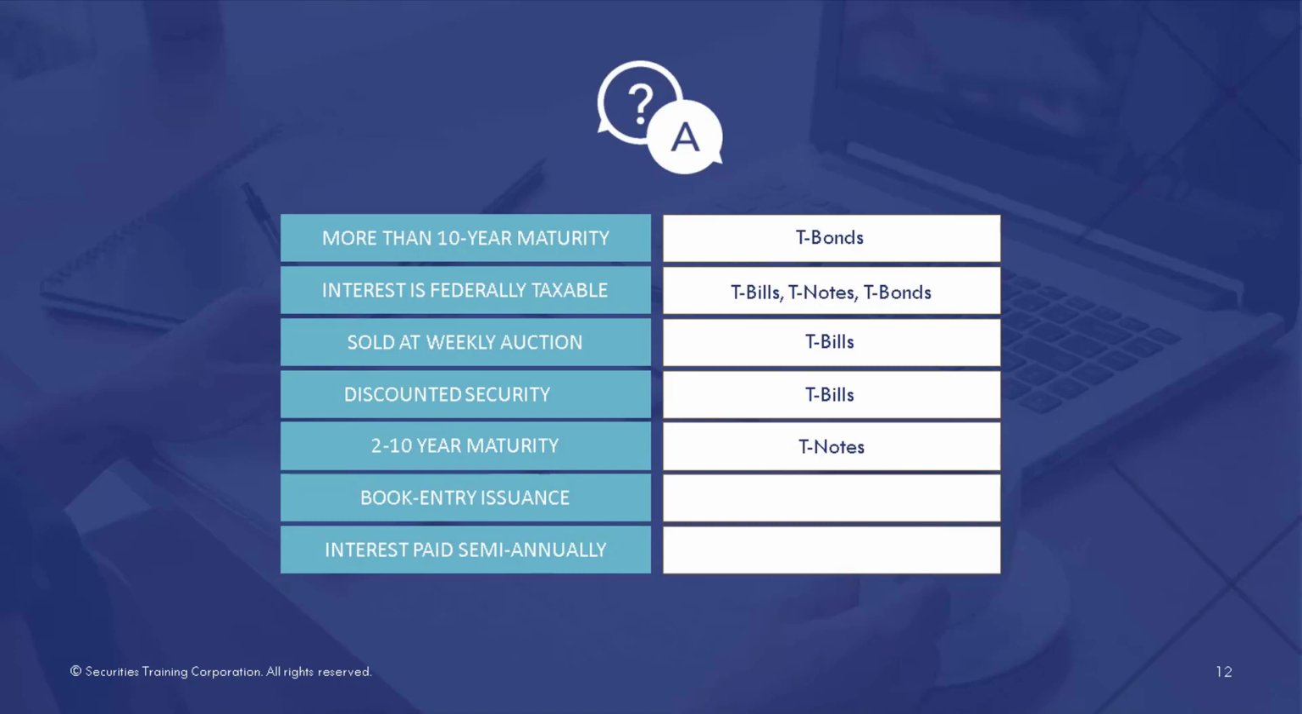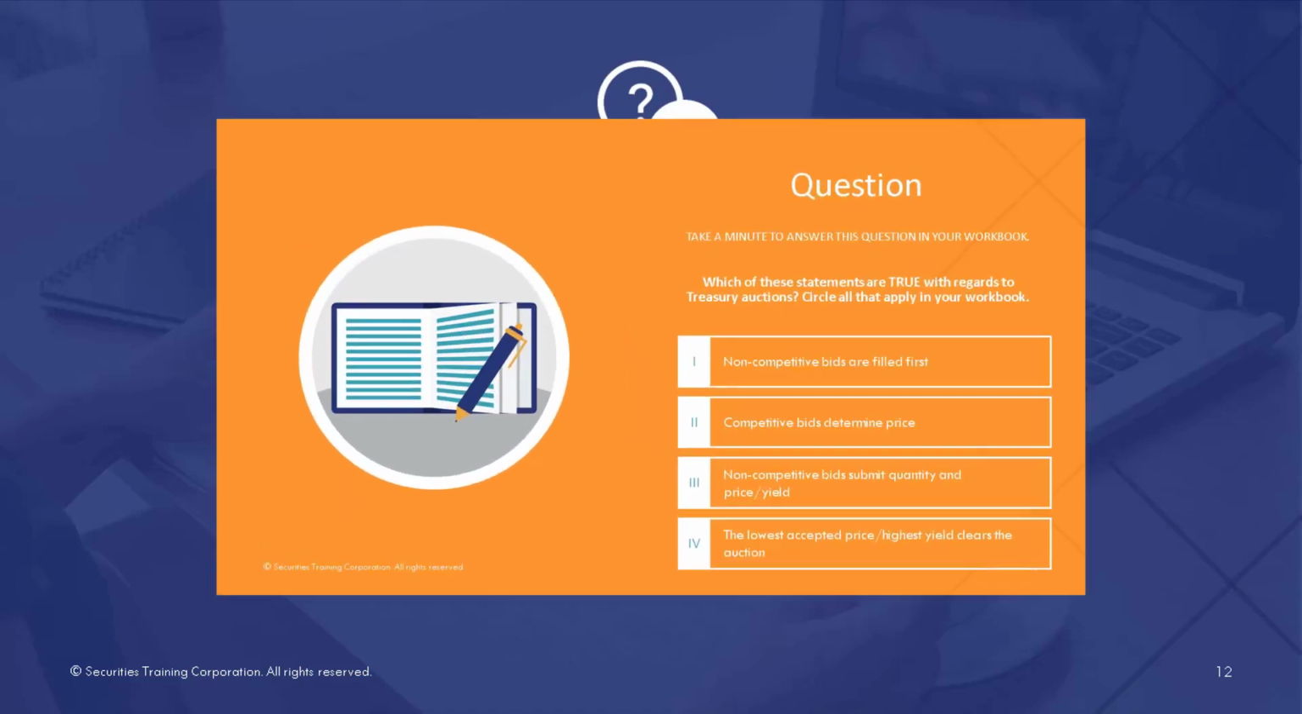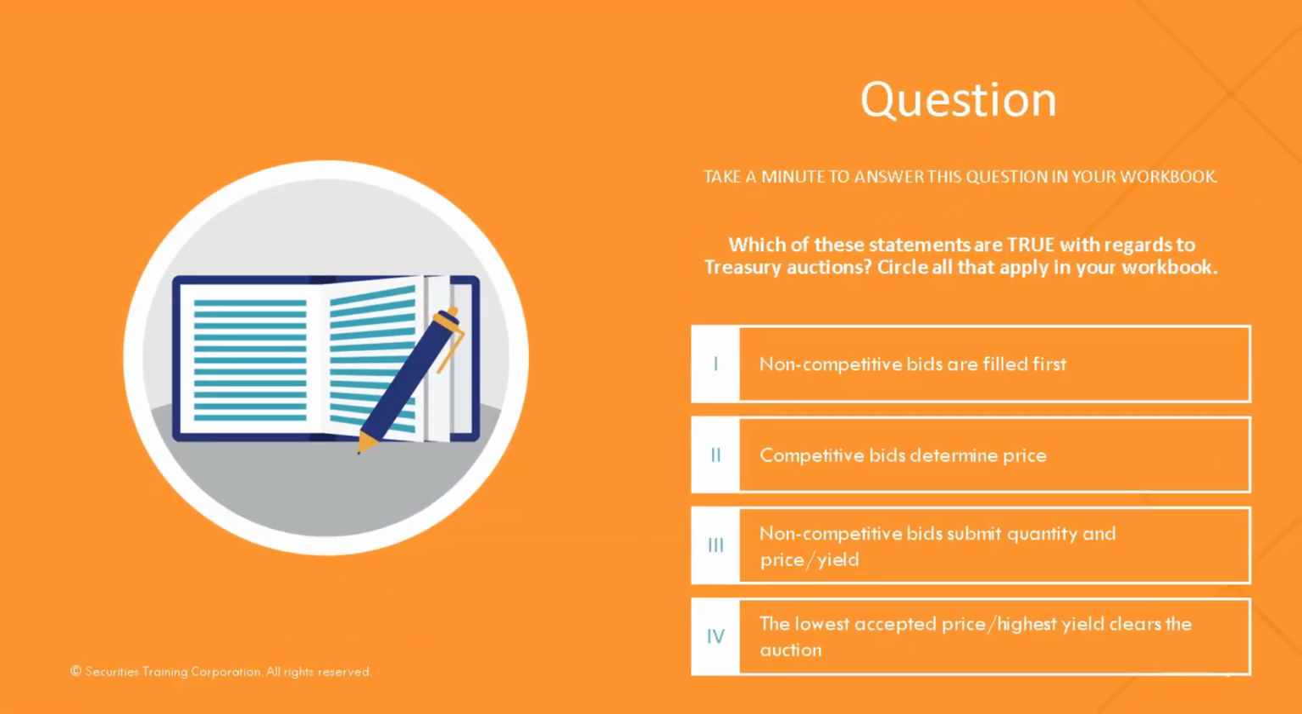Which ones are issued in book entry form? That would be all three of them, T-bills, T-notes, and T-bonds. And which pay interest semi-annually? That would be the T-notes and the T-bonds. Let's take a look at another question.